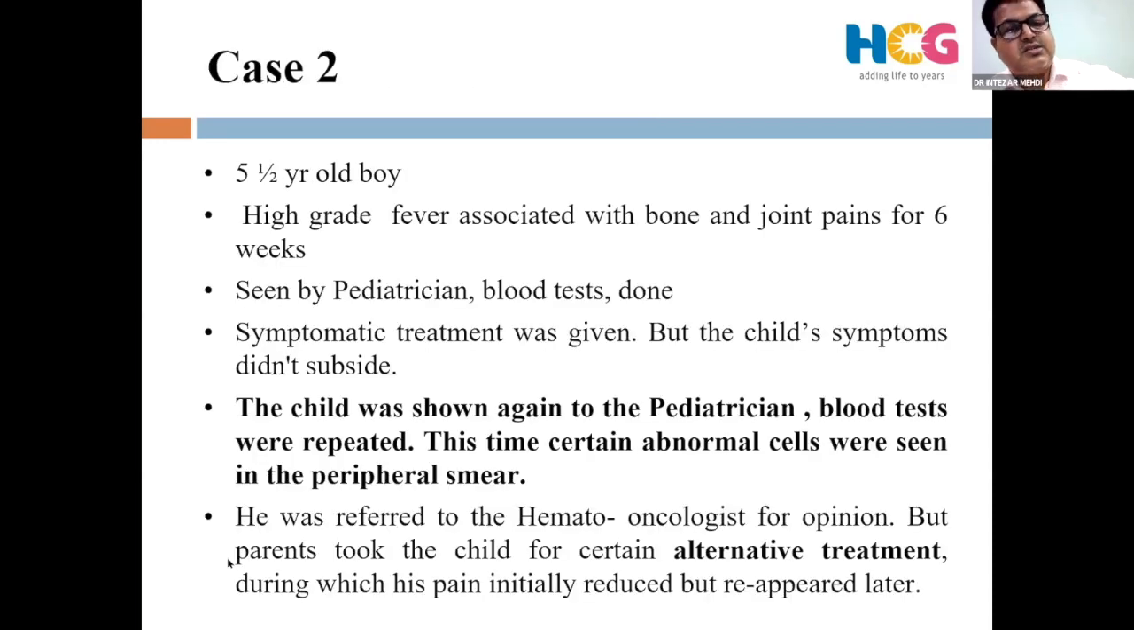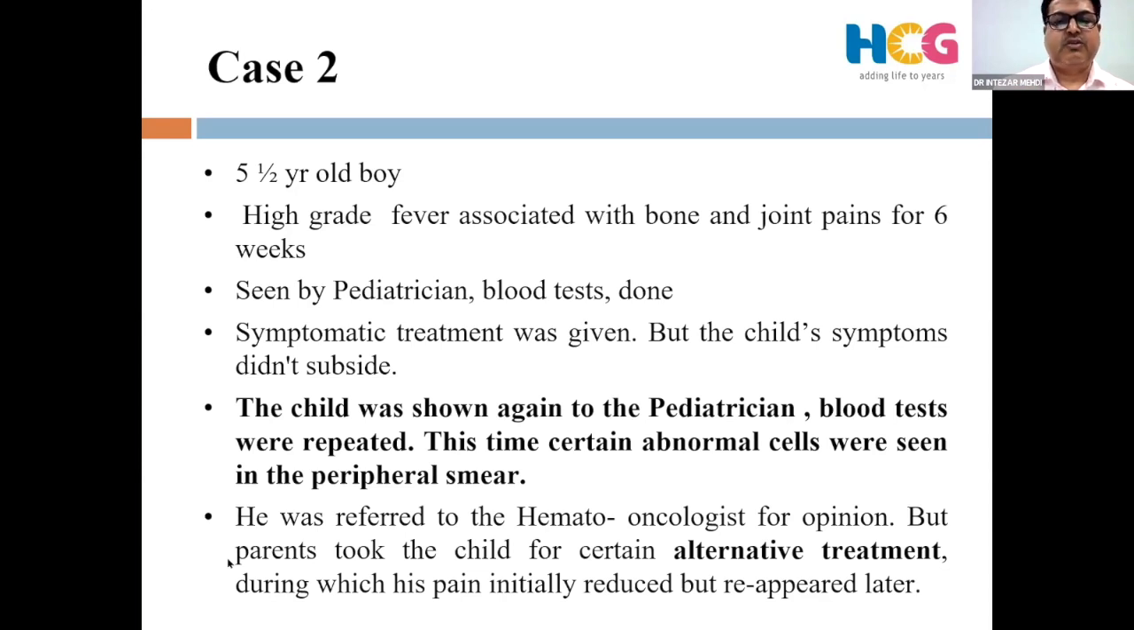Like you can see in this case, this is a very complicated case. A 5-year-old boy is having high-grade fever associated with bone and joint pains for almost 6 weeks. Seen by a pediatrician, blood test is done, nothing there. Symptomatic treatment given, child's symptoms have not subsided. Child is again shown to the pediatrician, blood tests were repeated. This time certain abnormal cells were seen in the peripheral smear. Then he was referred to the hemato-oncologist.